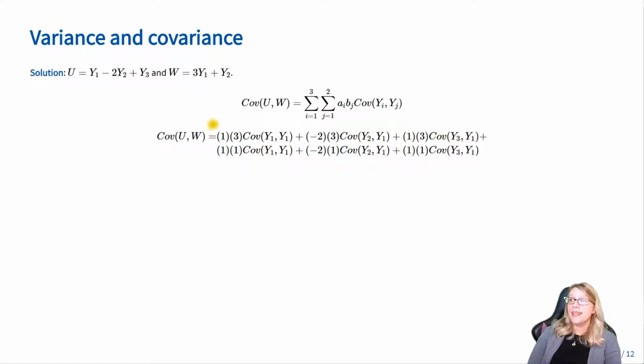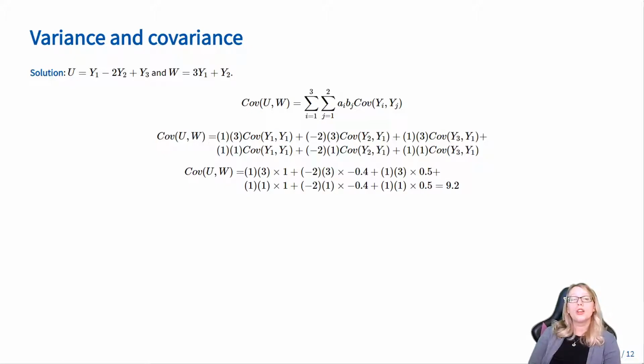We'll start by taking a1, so the constant on y1 and u, times the constant on y1 and w, times the covariance of y1 and y1, or just the variance. Then the constant on y2 and u times the constant on y1 and w times the covariance of y2, y1, and so on. So we'll have those 6 terms that we'll add together. We get a covariance between these variables of 9.2.